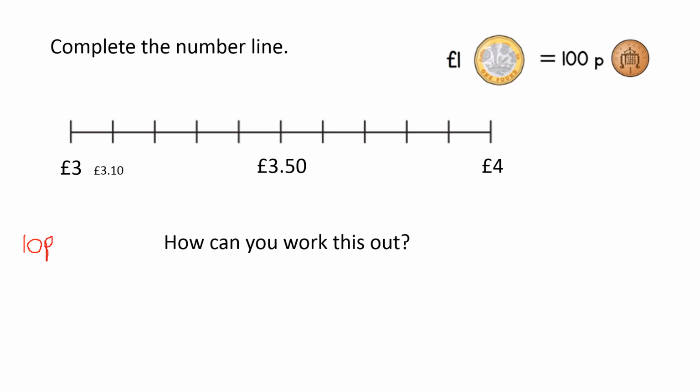So £3 plus 10 pence is £3 and 10 pence. And then we have £3.20, £3.30, £3.40, £3.50. Can you do the rest yourself? Have a think. £3.60, £3.70, £3.80, £3.90, and £4. So if you remember, £1 equals 100 pence. So between £3 and £4, there's 100 pence in between them.